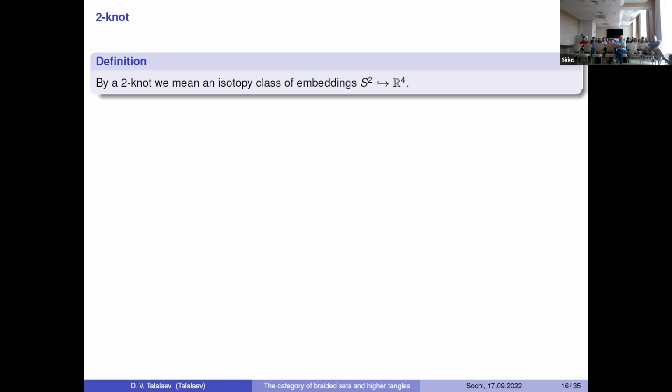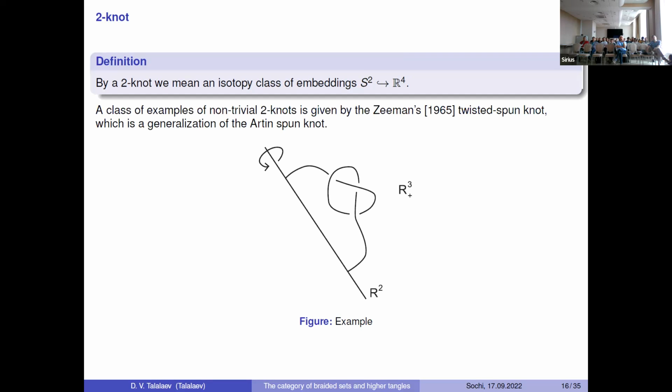two-dimensional sphere in R4. A class of non-trivial examples of 2-knots is given by the Zeeman twisted spun knot, which is a generalization of the Artin spun knot. It is obtained by rotating a long knot with simultaneous rotation of this long knot in its own space.